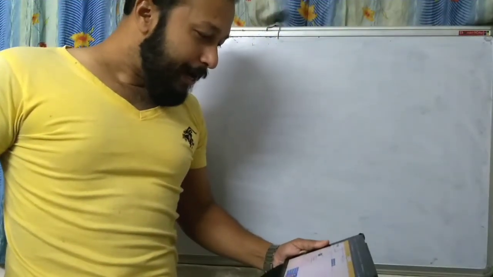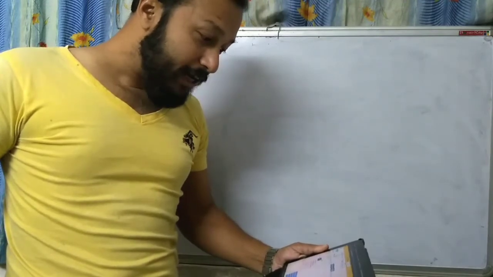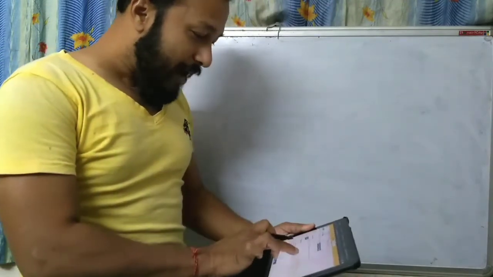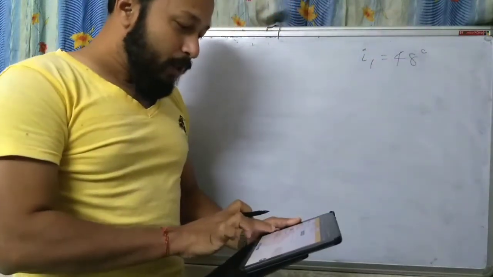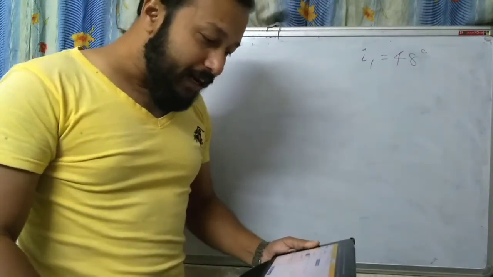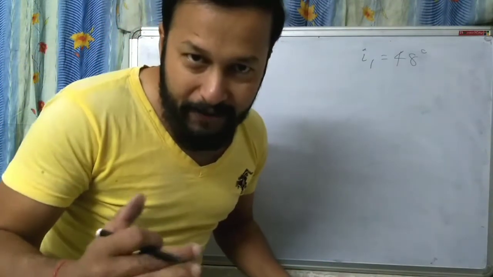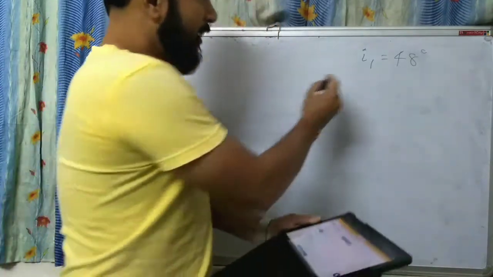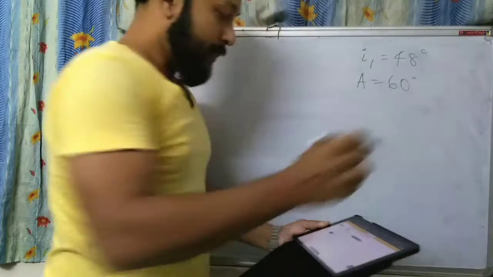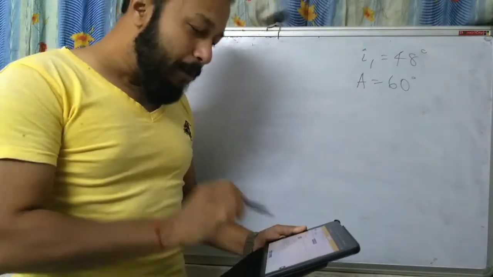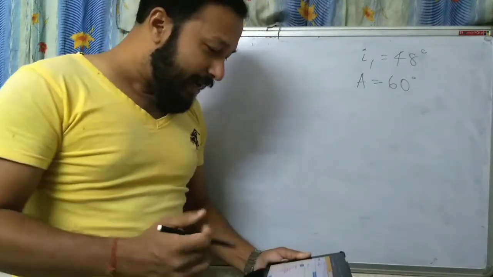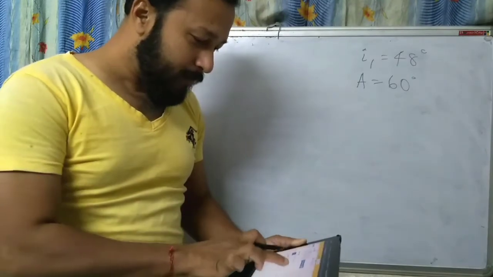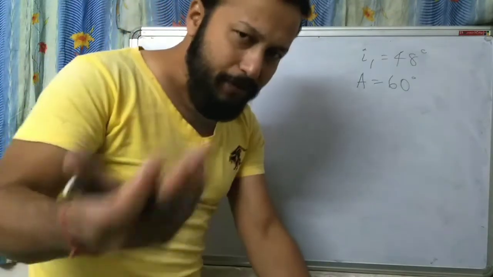Let's start. First numerical: a ray of light incident at an angle 48 degree. A ray of light incident means angle of incidence equals 48 degree, on a prism of refracting angle 60 degree. The prism's refracting angle, capital A, equals 60 degree, and suffers minimum deviation. Find the angle of minimum deviation.